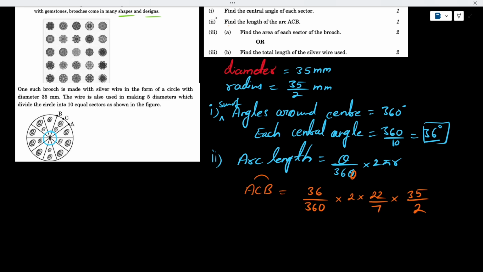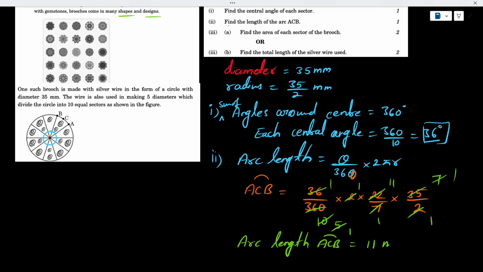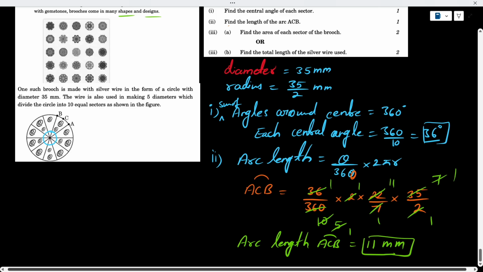Now follow the cancellation method. After cancelling, you are left with only the numerator here. The arc length ACB is going to be 11 millimeter. Don't forget to mention the unit here, right? So your second part is done. That is also for 1 mark.